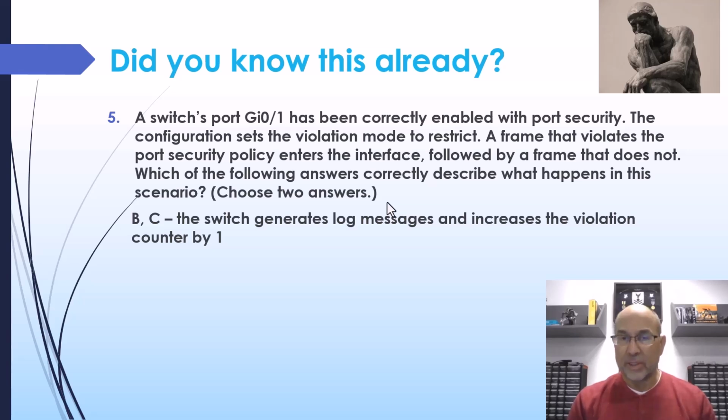So there's a couple of things. One is that a log message will be generated. A log message is generated for all of the modes, and the violation counter will be increased by 1 because one MAC address violated and the other one did not.